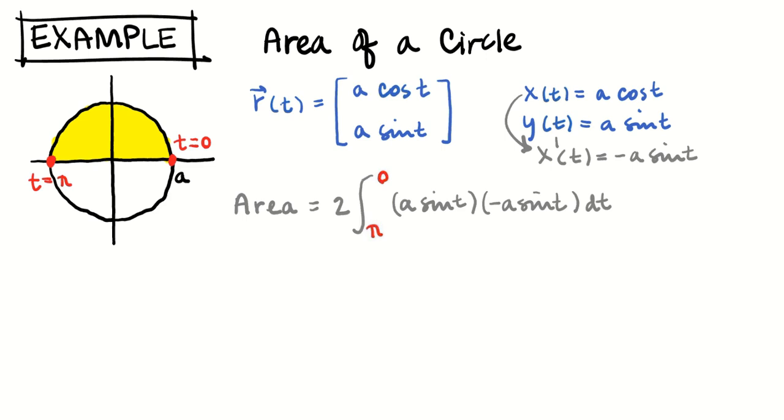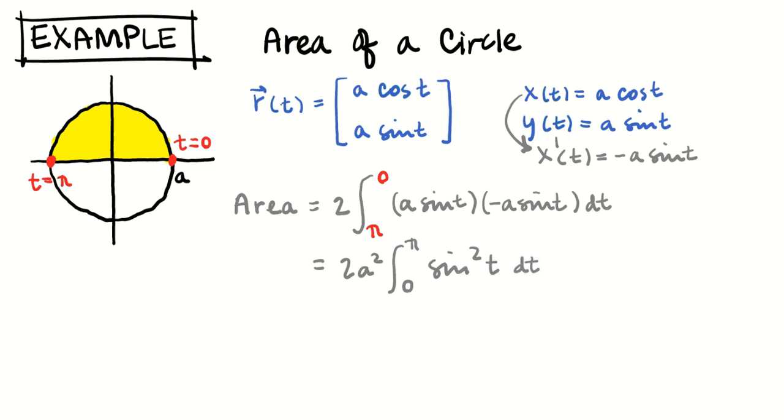Okay, from here, maybe I'll reverse the bounds of integration and remove the negative, and maybe factor out those two copies of a. So I'll get 2a squared times the integral from 0 to pi of sine squared t.